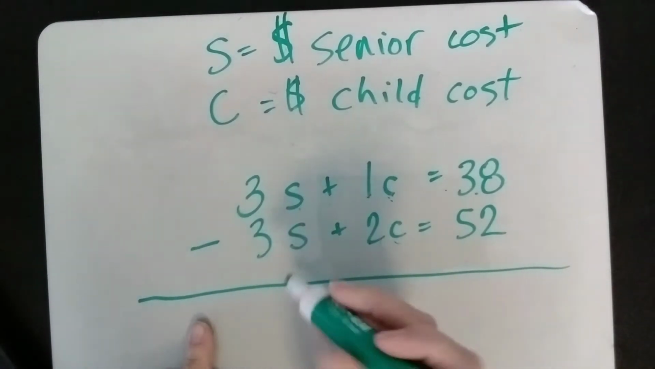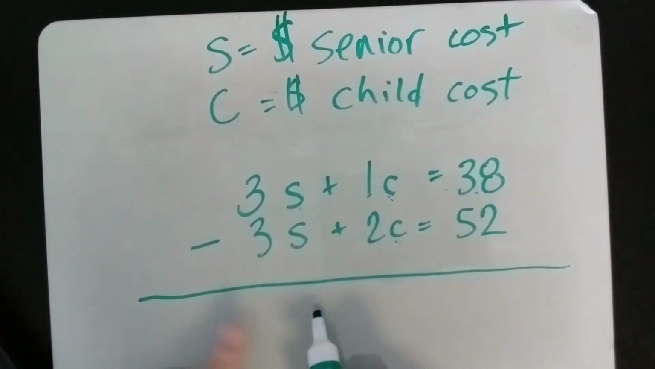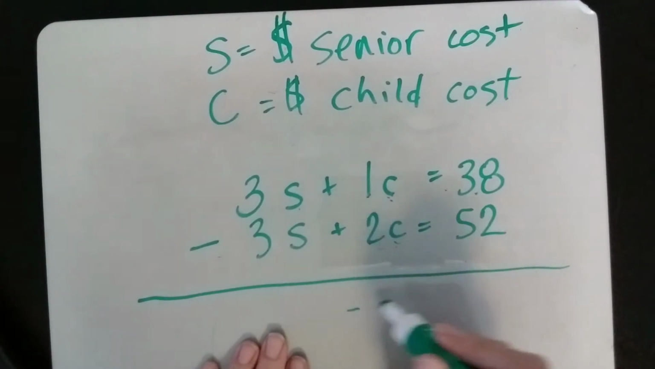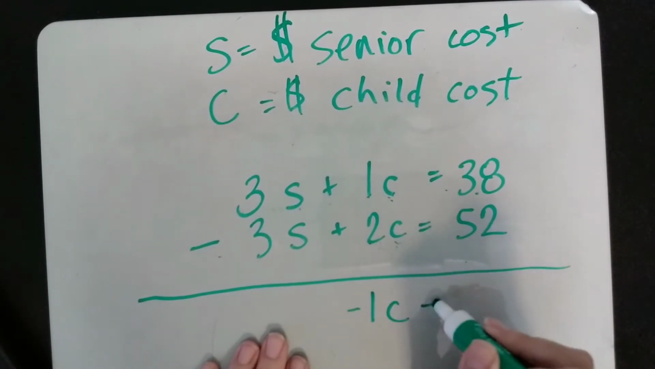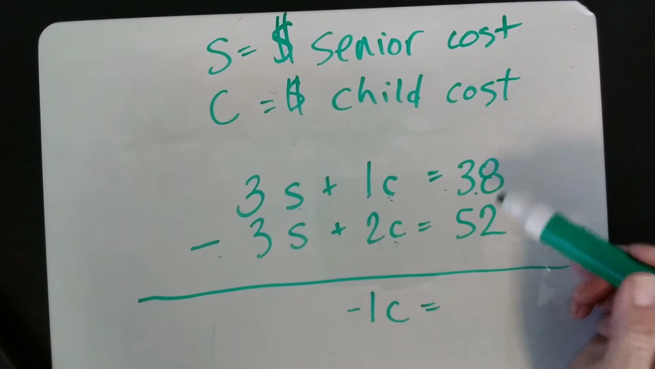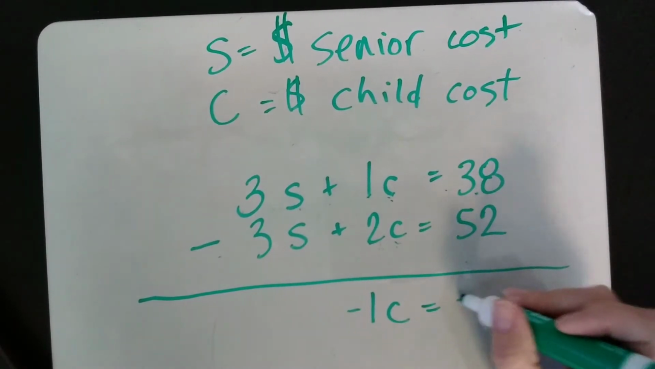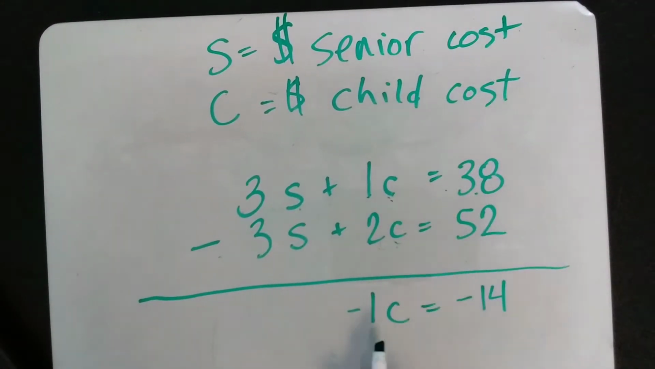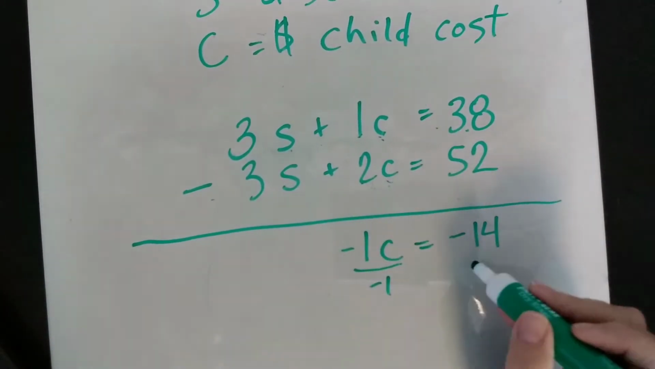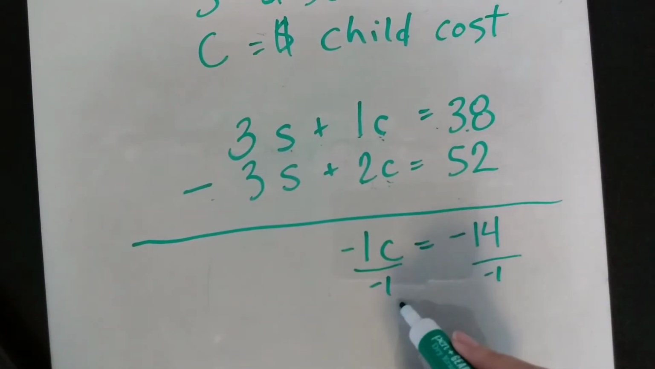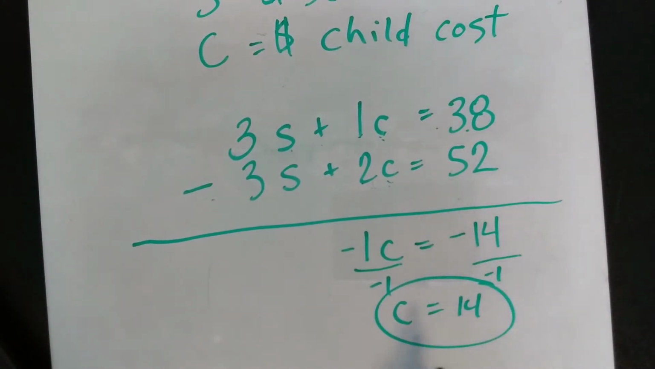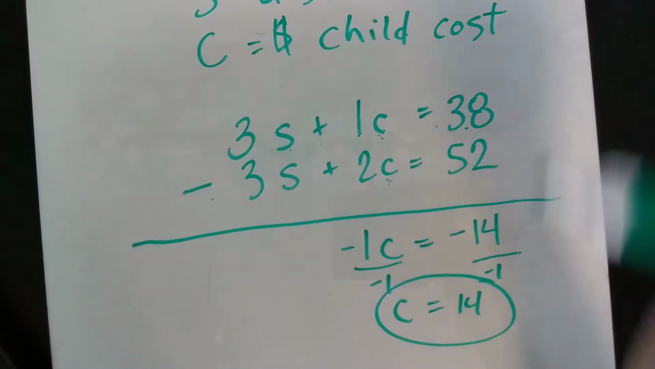3s minus 3s is going to be 0s. I'm not going to write that down. 1c minus 2c is going to be negative 1c. And then 38 minus 52 is going to be negative 14. So I know that I could divide each side of this by negative 1, and I'm going to get c equals 14. So that means a child ticket costs $14.